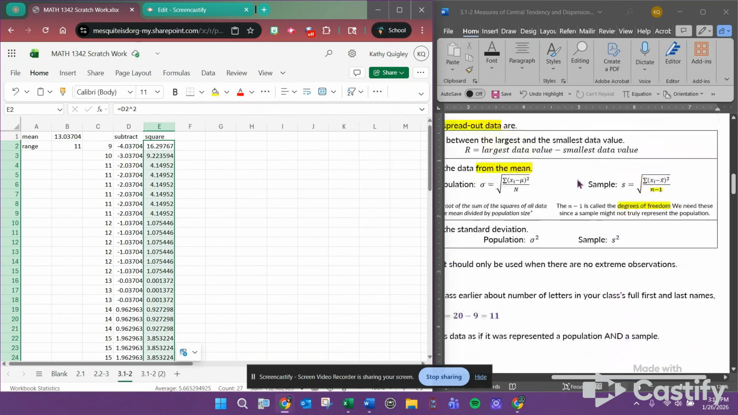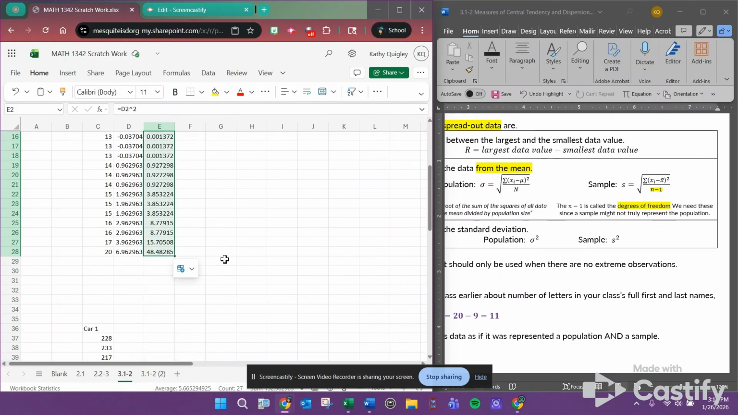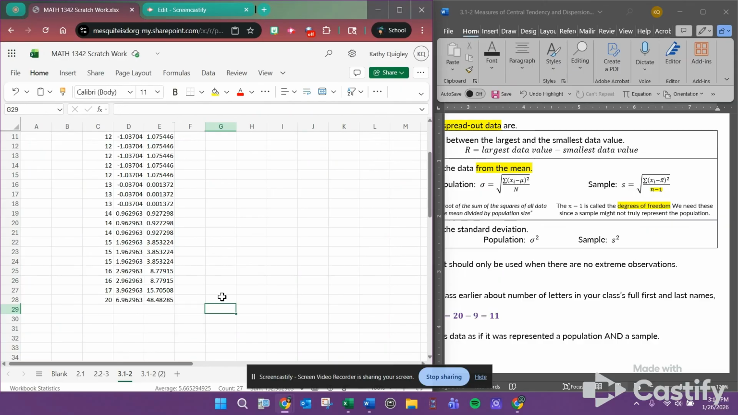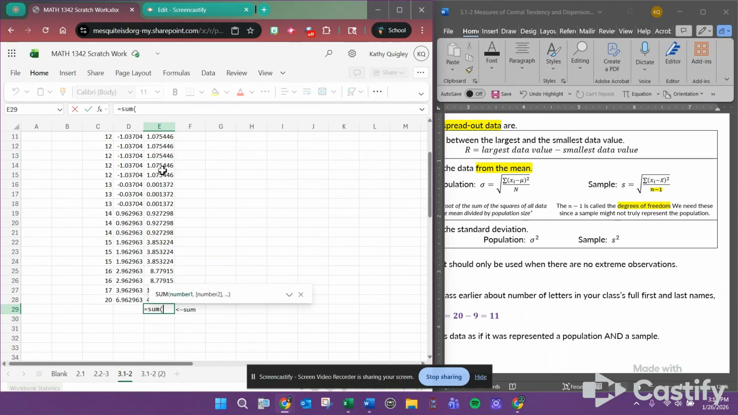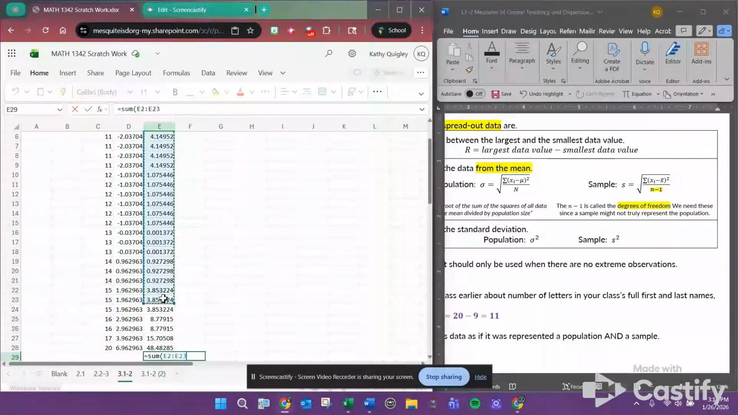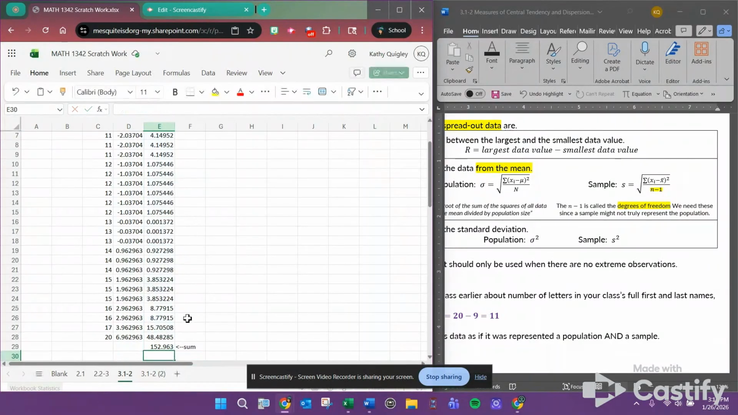If we look back at the formula, after we subtract the square, we're going to add it all up. That's what this summation symbol means. So I come down here just because I like to show my work and I like to know what I'm doing. This is the sum. So I'm going to do equals the sum, open parentheses, go back up, let's gather all of this stuff, close parentheses. There's the sum of the squares of the differences.